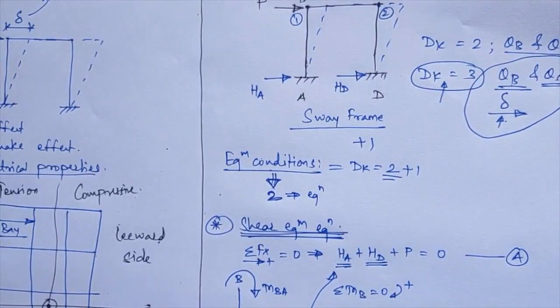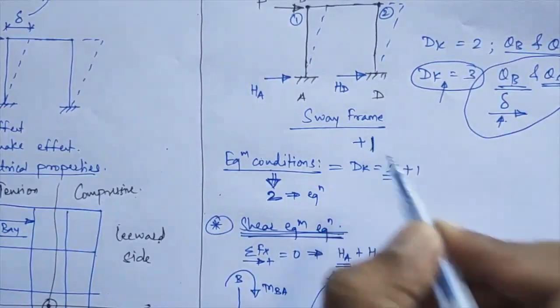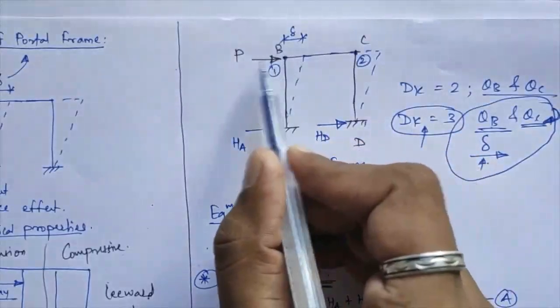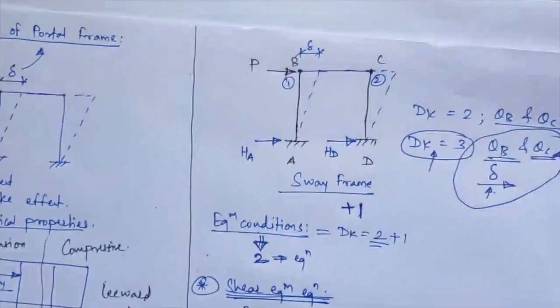So don't get confused, just remember that if your frame is a sway frame, you have to consider your delta value equal to 1. What is a sway frame? It is the frame which sways, with lateral displacement due to the lateral loads.